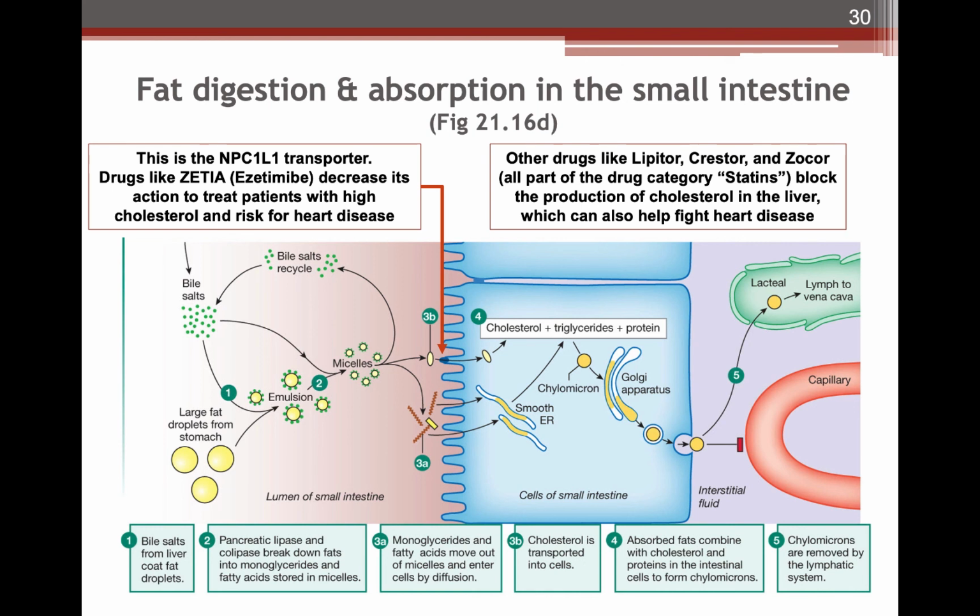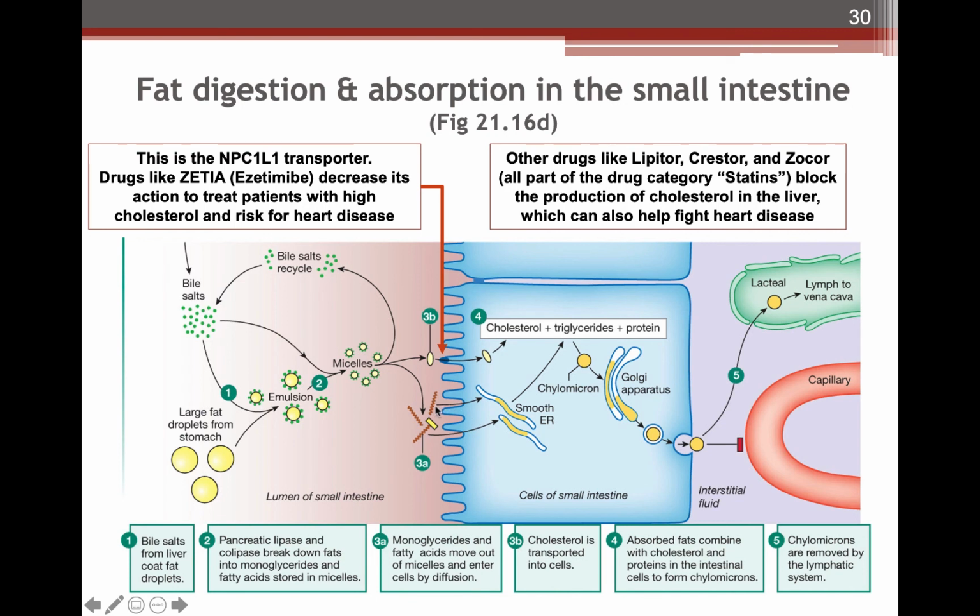Okay, so let's pick up this story from there. At this point, we've got fatty acids and monoglycerides getting into this cell via simple diffusion, and cholesterol coming in. As far as I know, this is primary active transport, but it's not very clear in the textbook. But cholesterol is entering in as well. So what happens at that point?